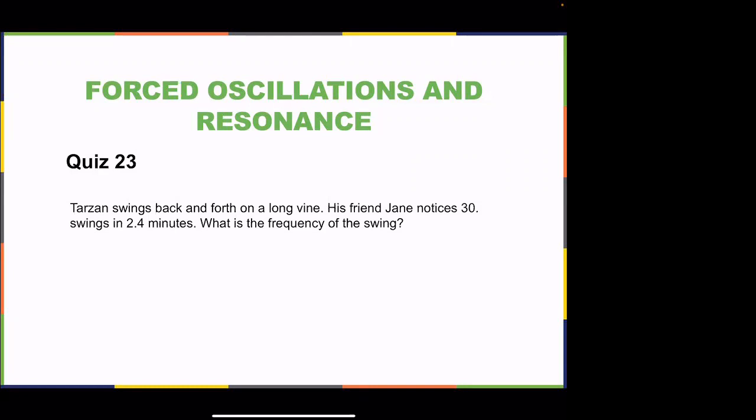Does swing imply like go back and forth? 30 swings, yeah. 30 cycles. 1, 2, 3. So wait, is this like the end of class quiz? Yep. Oh, okay.